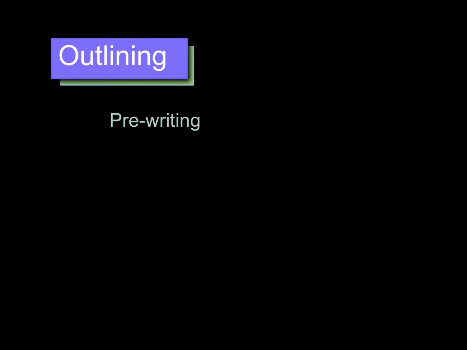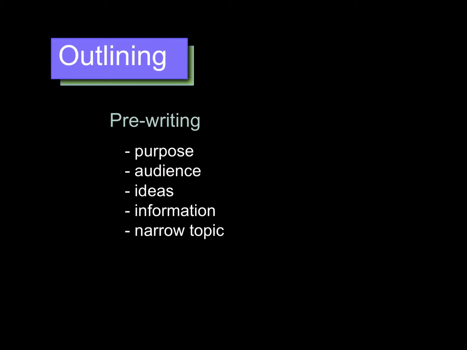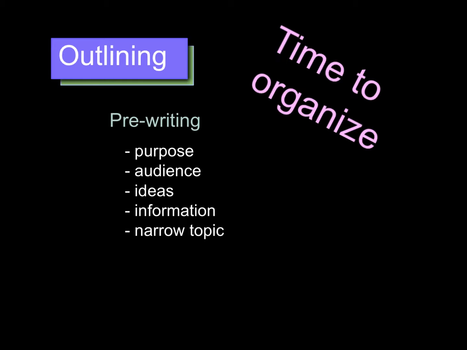After pre-writing, in which you determined your purpose and audience, brainstormed ideas, gathered information, and narrowed the topic, it's time to organize your thoughts. Making an outline is a good way to do this. In fact, if you do a good job with pre-writing and outlining, then the organization is done and you can just focus on the writing itself.